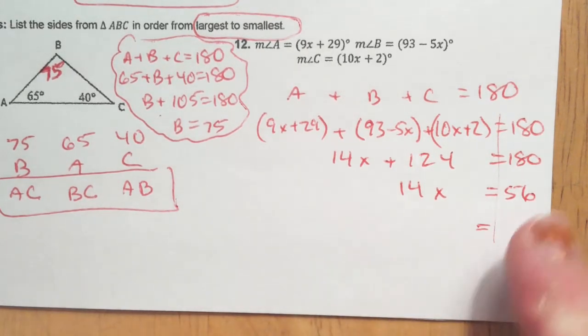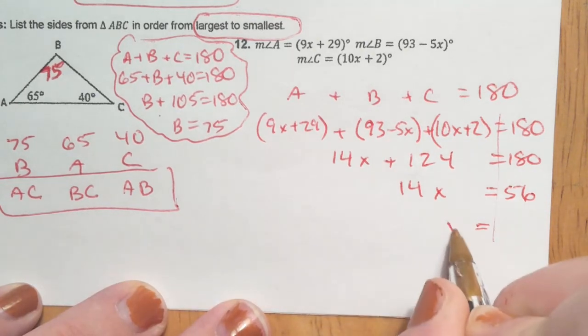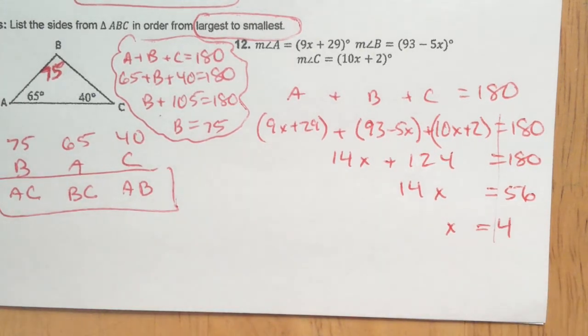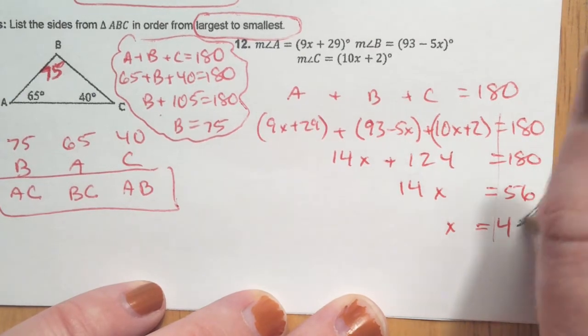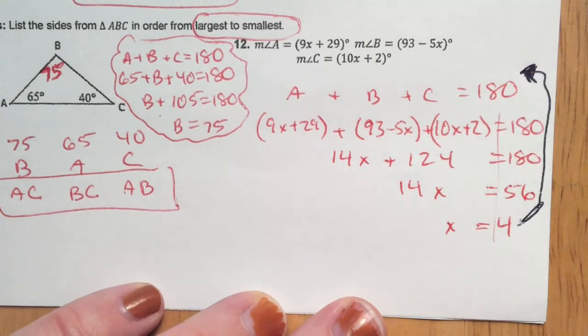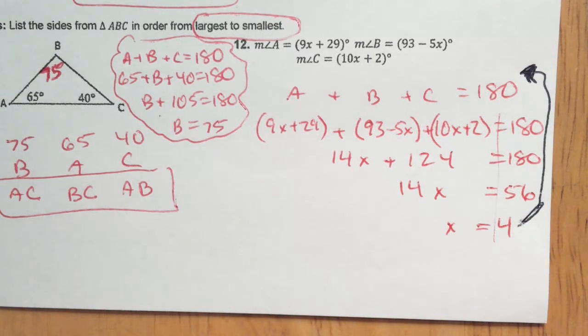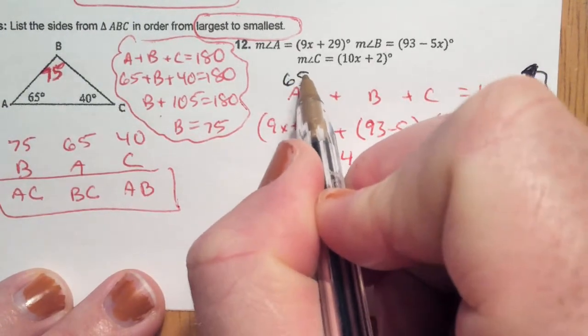Now, when you go to the opposite side, you always do the opposite operation, right? So 56 divided by 14, we get x is equal to 4. All right, so now that we have x equal to 4, we're going to plug that back into the original and tell me what each angle is equal to. So 9 times 4 plus 29, angle A is really 65 degrees.